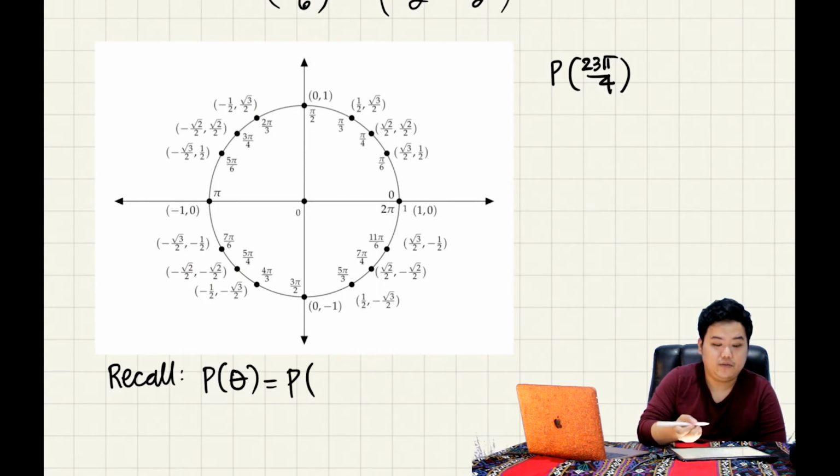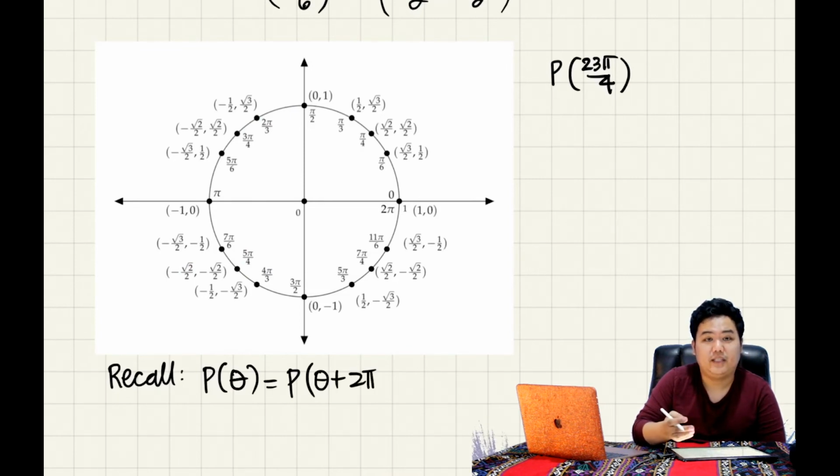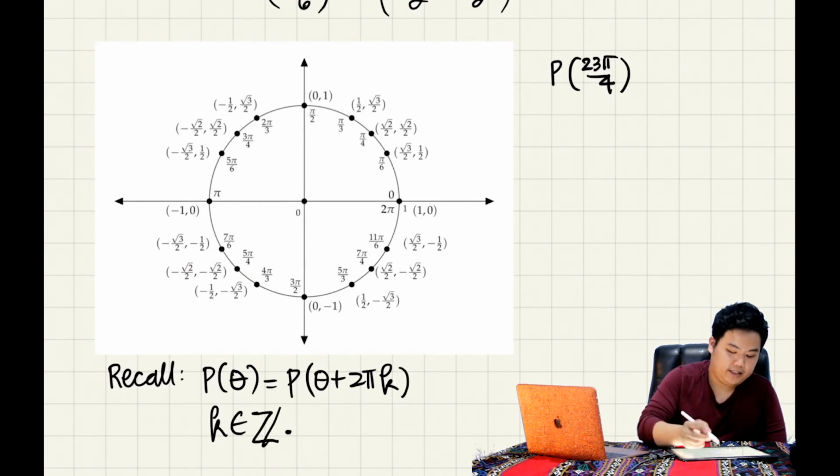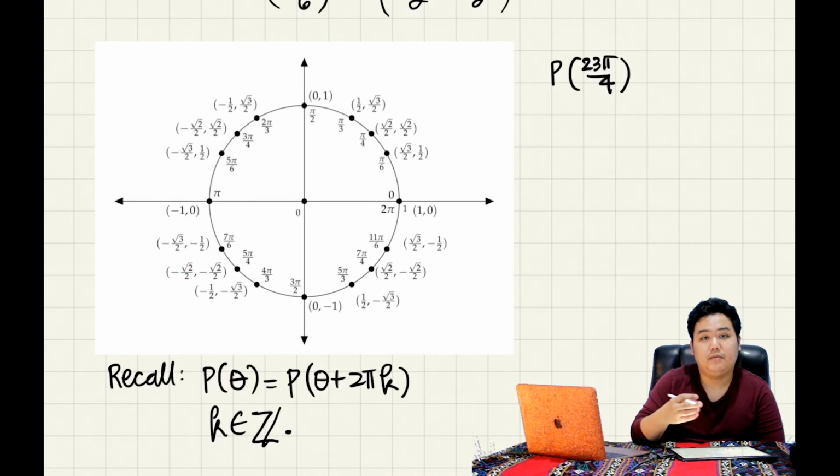Hindi nababago yung P of theta kapag nag-add ka ng kahit ilang 2 pi or mag-subtract ka ng kahit ilang 2 pi dun sa theta. So, meron tayong equation na ito, where k is any integer. So, ibig sabihin, dito sa theta mo, pwede kang maghugot ng even multiples ni pi para lumiit yung number or lumaki yung number. Hindi mababago yung point function values niya.